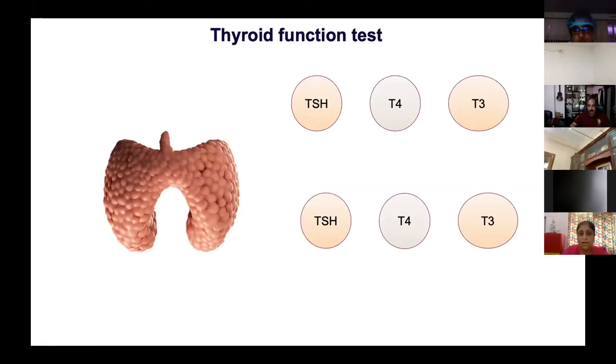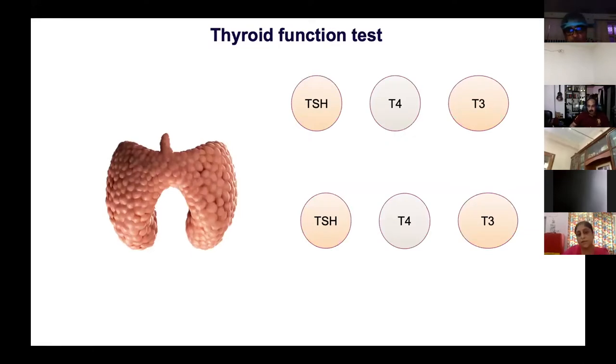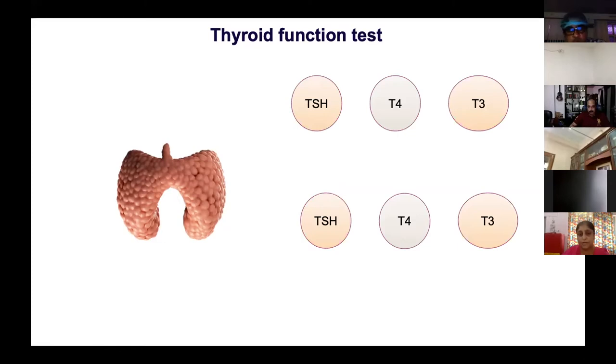Now, what happens in cases of hypofunctioning of the thyroid gland? Suppose you are given an option out of the major parameters, like TSH and the thyroid hormones, that we can easily measure in the laboratory. If you are given an option, which is the best? It's always the TSH. The reason being, it's the most sensitive indicator and the first parameter to become abnormal whenever there is any dysfunction in the thyroid gland.